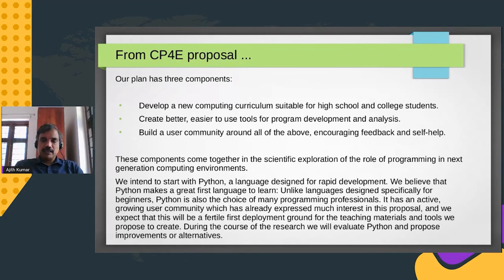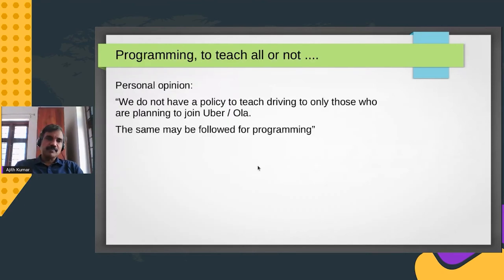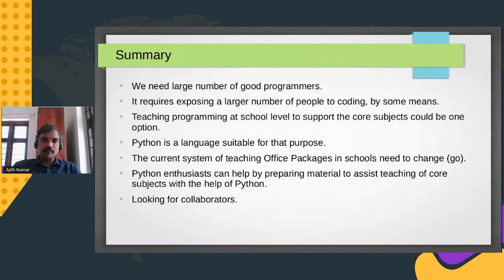My view is that it should be taught to all. And I take this argument: you teach a skill, it doesn't mean that it should become a profession. Like we all want to learn driving, right? Even before the age of 18, you start learning driving. But you are not going to join Uber or Ola as a taxi driver, but you still want to learn that skill. Similarly, we should treat programming. Even if you are not becoming a professional programmer or taking it as a job, it is better to learn that skill because it is not that tough, and it may help you do other things slightly better. That is my opinion.